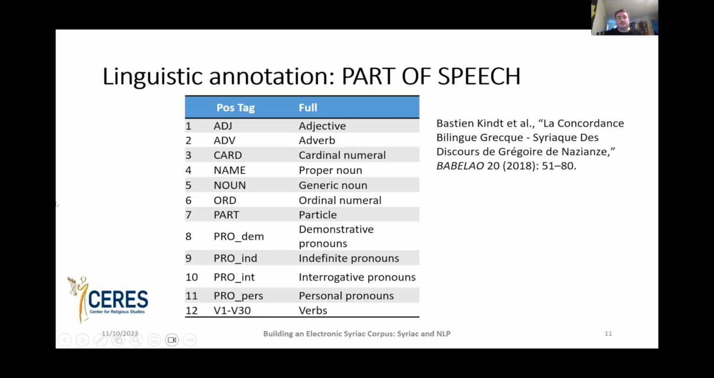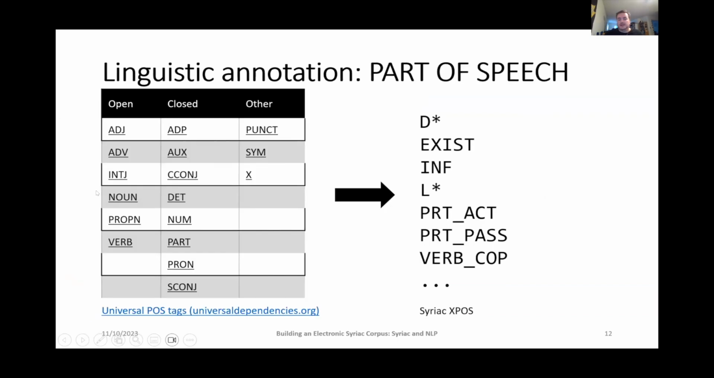Now, in our future work, we will generally be following the guidelines of the Universal Dependencies Project, because it's a good project, and because there are also languages similar to Syriac, like Hebrew and Arabic, that have been annotated within the confines of this project. Except they use mostly the very reduced universal tag set, which you'll see here, basically just adjectives, adverbs, interjections, nouns, and some other things.